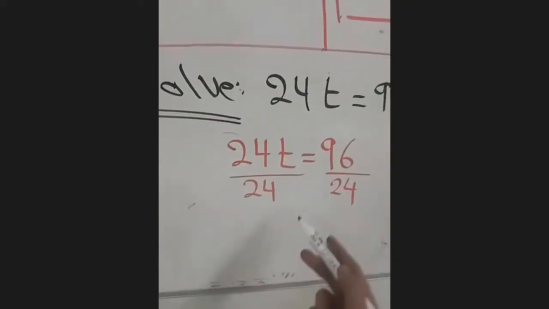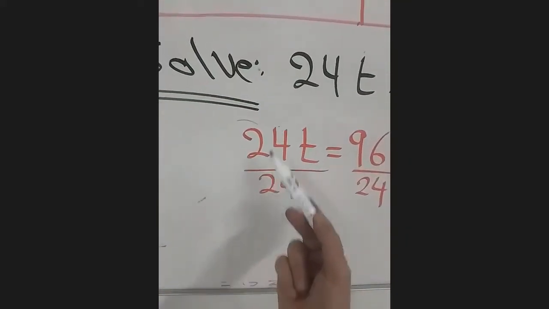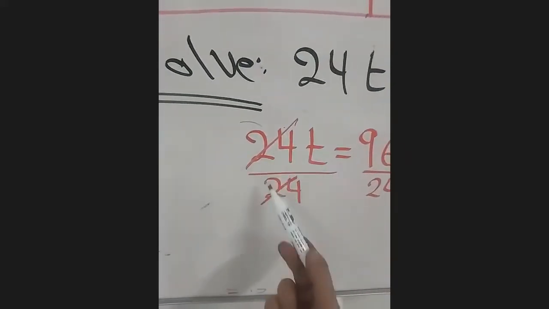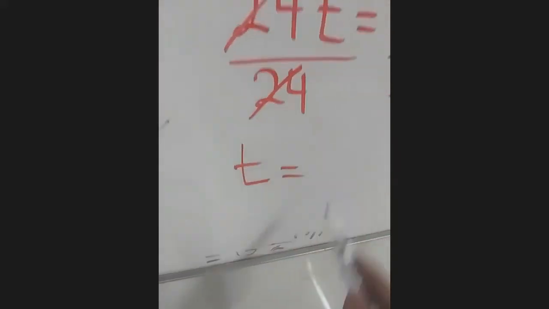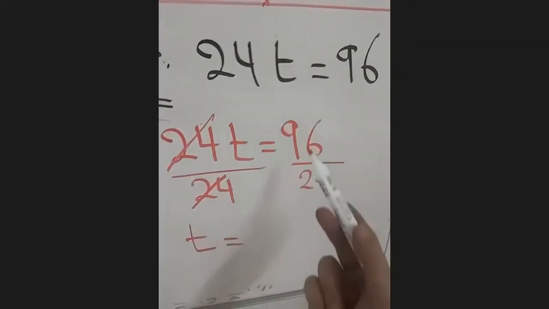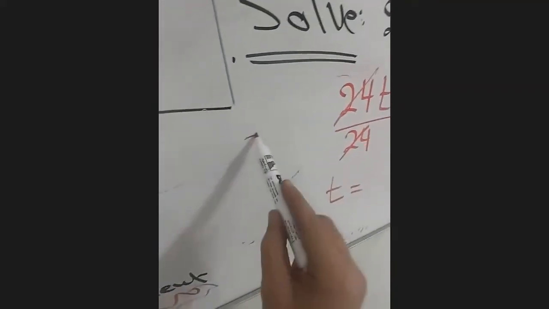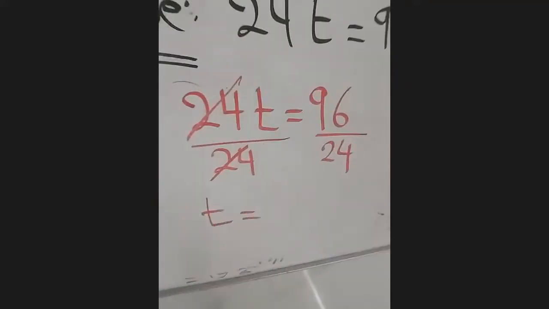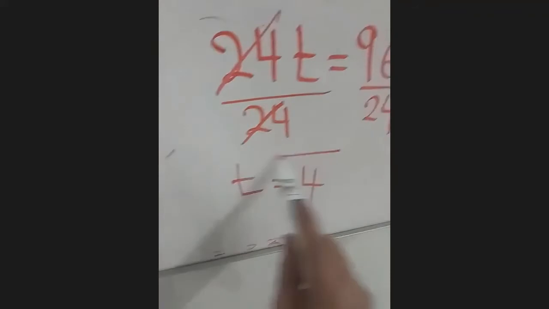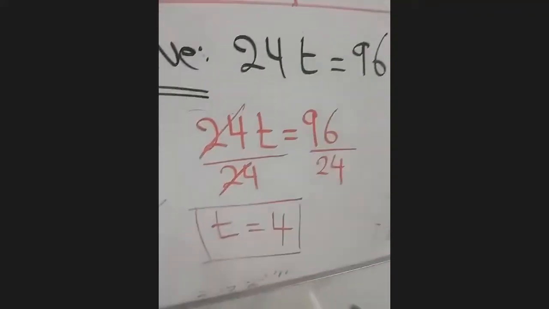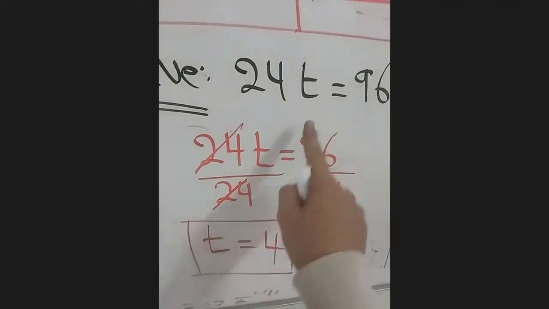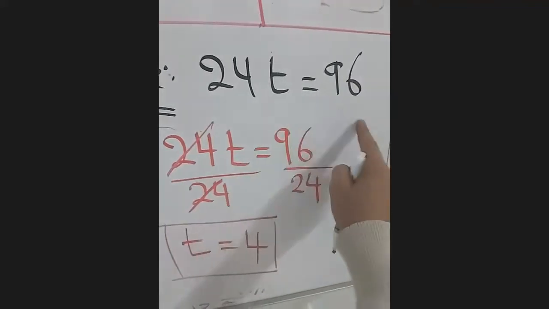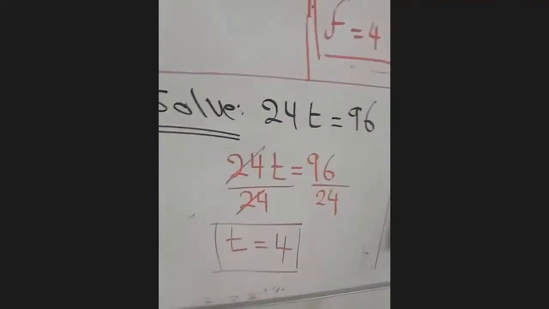Now I will simplify. 24 divided by 24, any number divided by itself, is 1. 1 times t, still t. And the equal comes down. Now 96 divided by 24, I don't know. You make long division. 96 divided by 24, normally, the answer will be 4. So t equal 4. And to check your answer, take this 4, replace it by t here, and do 24 multiply 4. The answer should be what? 96.